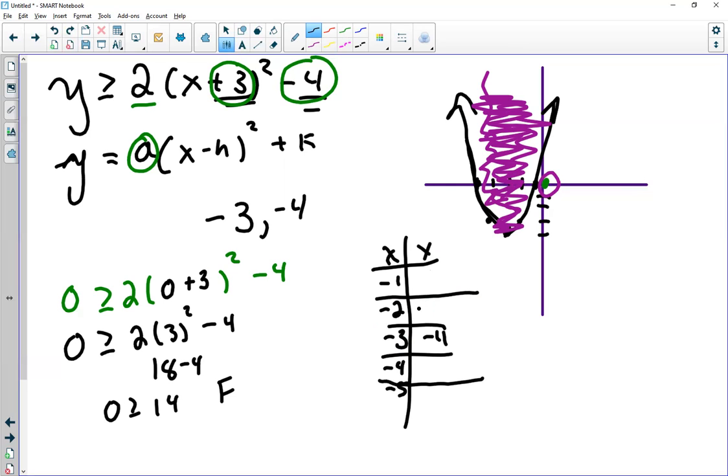This would have been -2. Since this is -2, the other one is also -2. And then you could plug in -1 into the equation. You would find this is 4, and then this one would be 4. Into the original parabola, the original equation from the beginning.